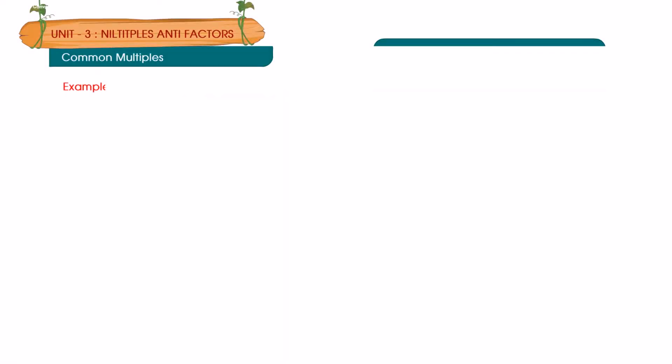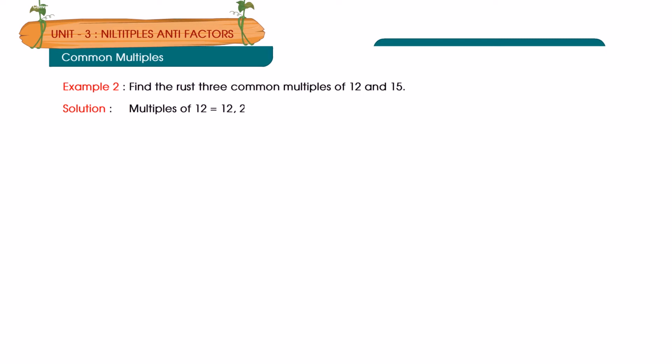Example 2. Find the first three common multiples of 12 and 15. Solution. Multiples of 12 are 12, 24, 36, 48, 60, 72, 84, 96, 108, 120, 132, 144, 168, and so on.